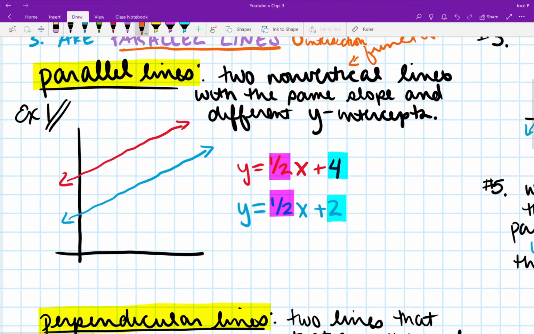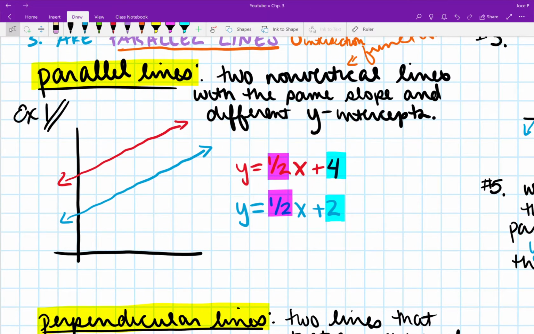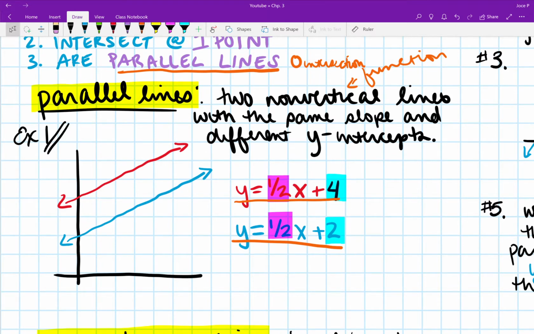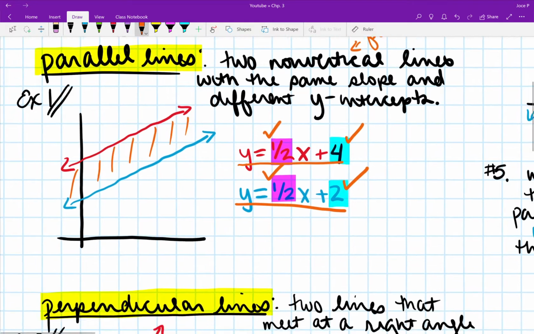Okay, let's look at this example. We have two graphs: y equals 1/2 x plus 4, and y equals 1/2 x plus 2. Does this fit the definition of a parallel line? Well, yes. They both have the same slope, and they both have a different y-intercept, a different b. Here it is, and they're staying equidistant apart the entire time, hence never meeting. That's why they are parallel.